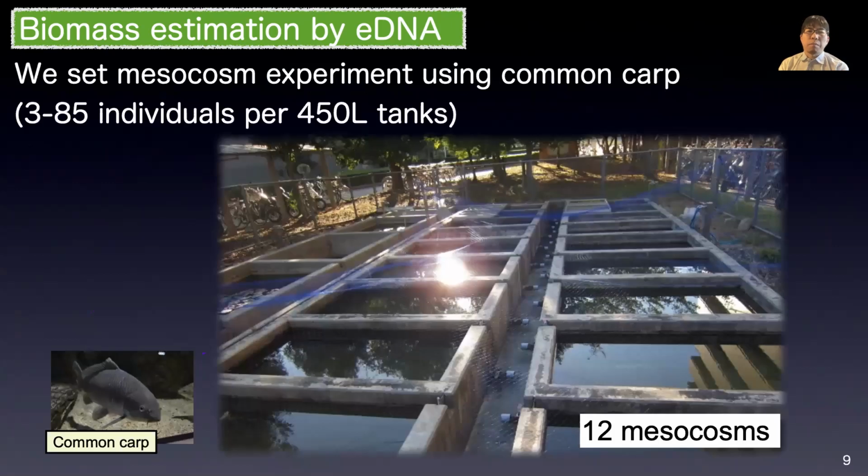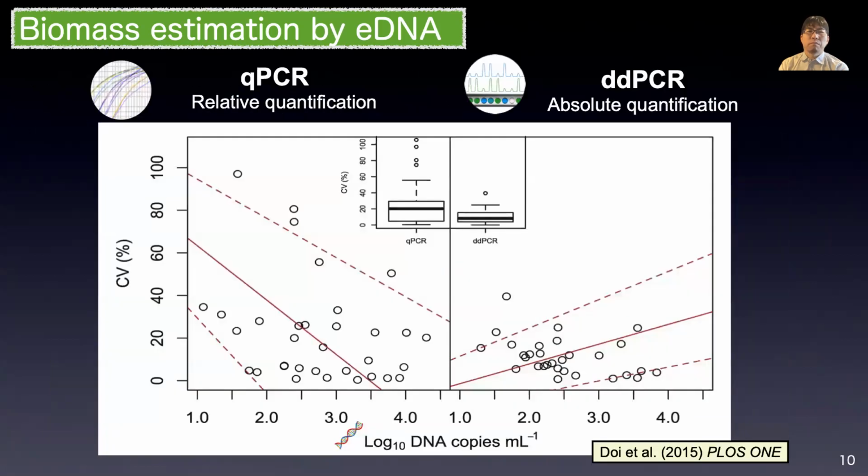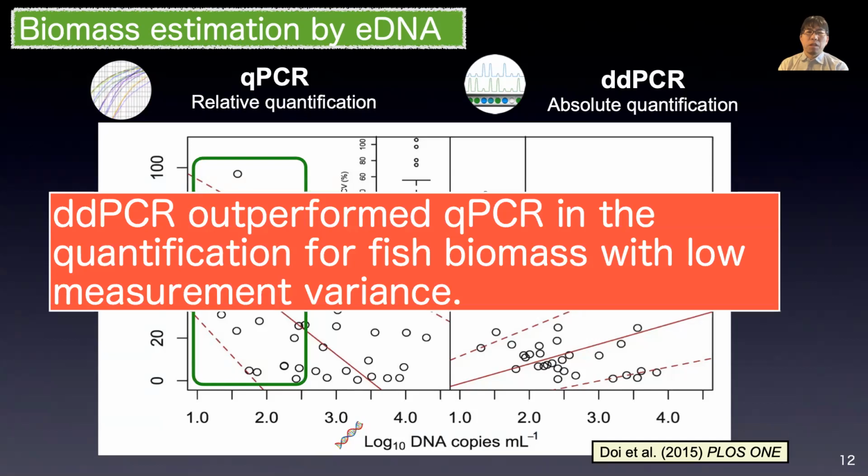We set up a mesocosm experiment using common carp with different numbers of individuals per tank. Then we measured the eDNA using qPCR and also ddPCR. This is the result. X is eDNA concentration, Y is CV, which means coefficient of variation. We found that qPCR had higher CV, especially at low eDNA concentration here, but ddPCR had lower CV values than qPCR. That indicates ddPCR outperformed qPCR in quantification of fish biomass, with low measurement variance.